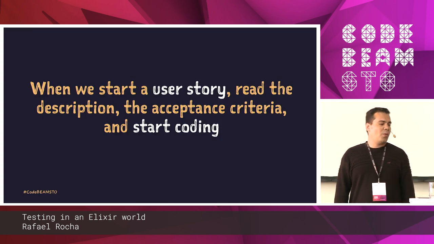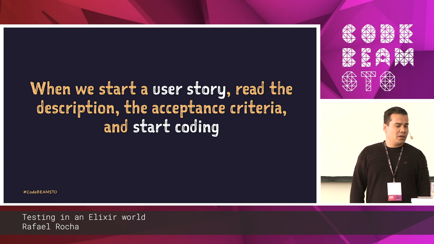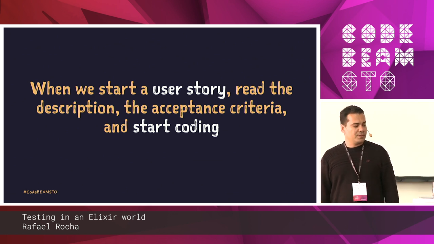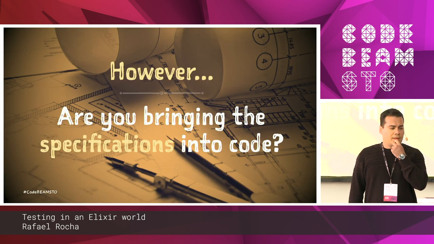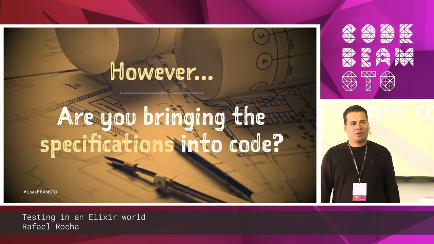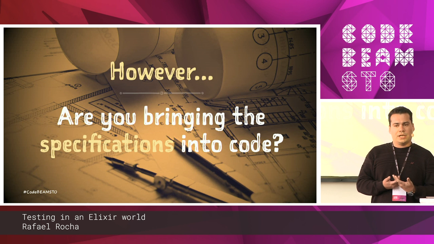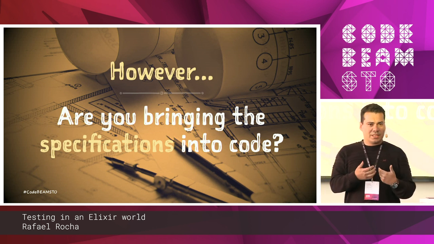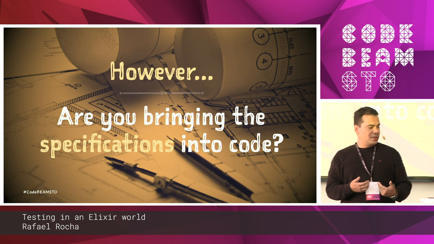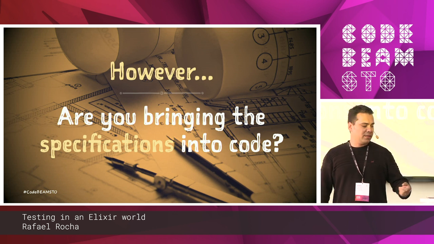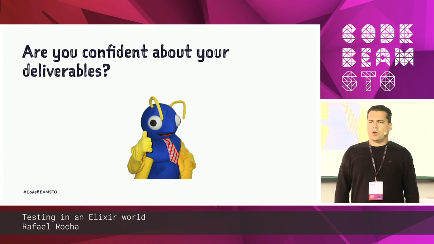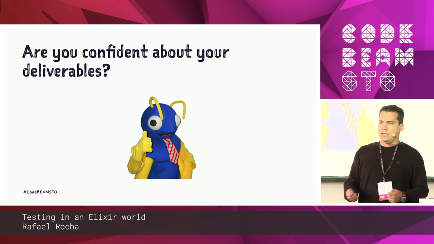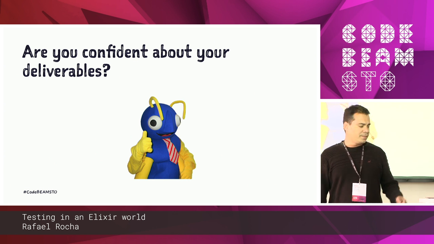So when we start to work on a story, we usually read the description, the acceptance criteria, and start coding. However, are you bringing the specification to the code? How many times do you read this specification and try to map it, bring this business logic to the code and also to your tests? Another question is, are you confident about your deliverables? Are you confident that the things you are delivering will work as expected in production?